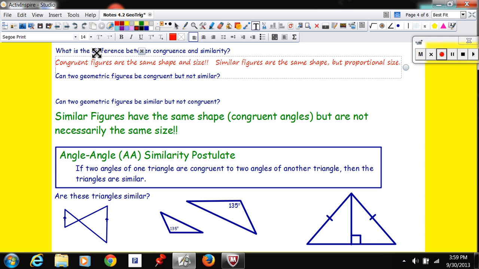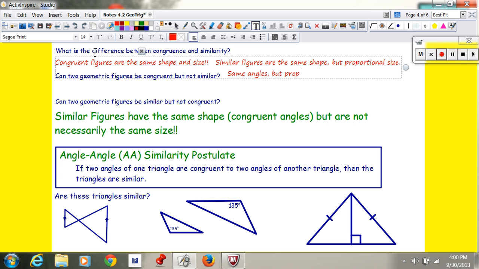Basically what that means is that they have the same angles but proportional sides. So that's what proportional sizes means, is that the angles are exactly the same. In every similar figure, your angles are going to be the same, but the sides are going to be proportional.